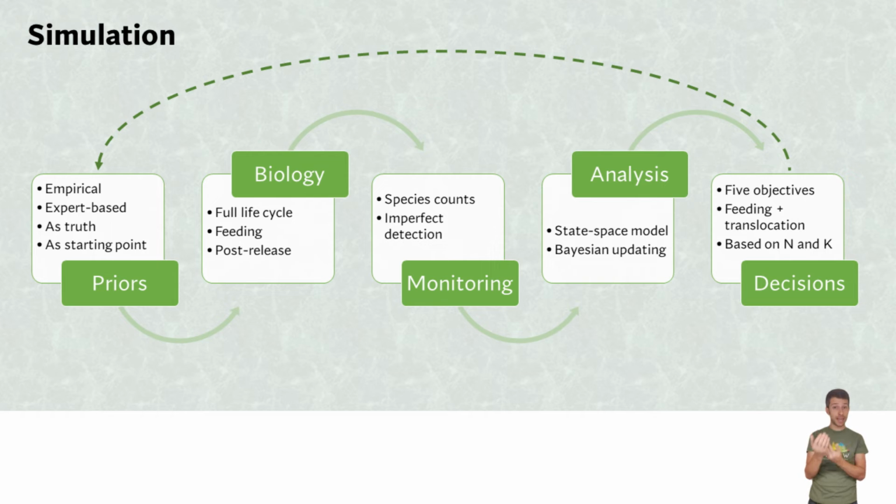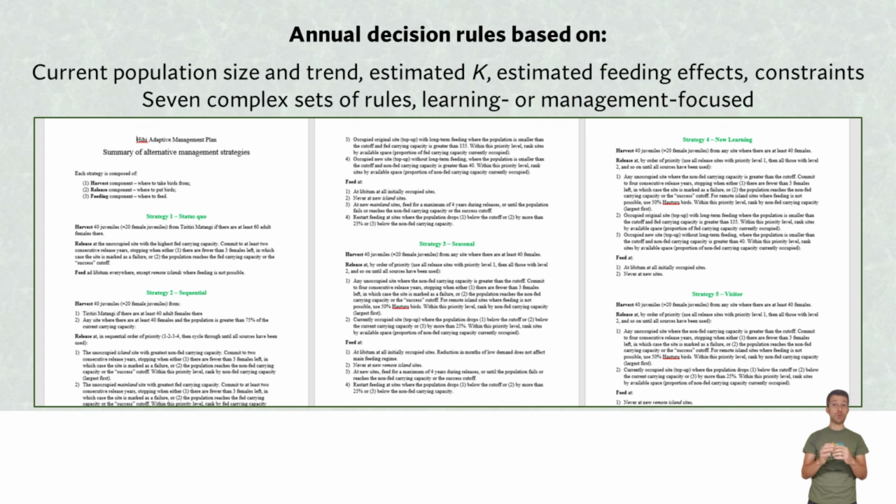Then we had simulated bird counts in the way that are actually carried out every year. Then we fitted state space models to estimate things like population size, carrying capacity with and without feeding, post-release mortality, detection probabilities, variability in growth rates, for example. Having estimated these things, we would then move to decision rules, which again were if-else statements. But in this case, they were very complex, multiple pages of code based on the size of the population, the estimated carrying capacity, the estimated trend, the estimated effect of feeding.